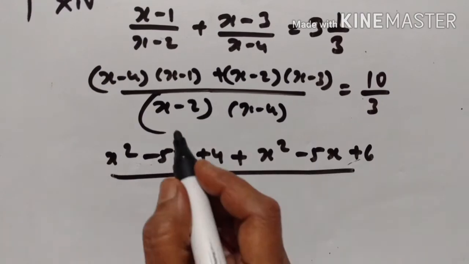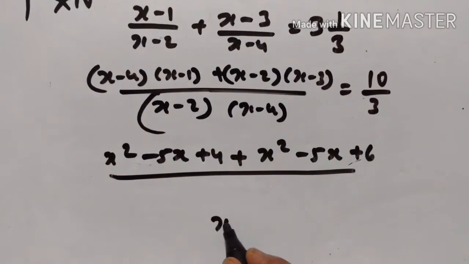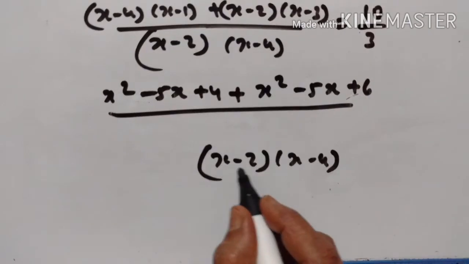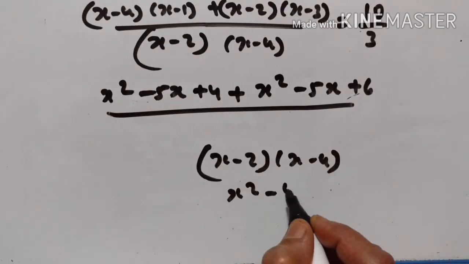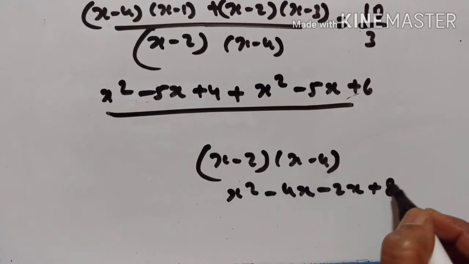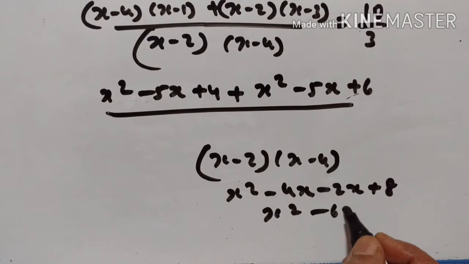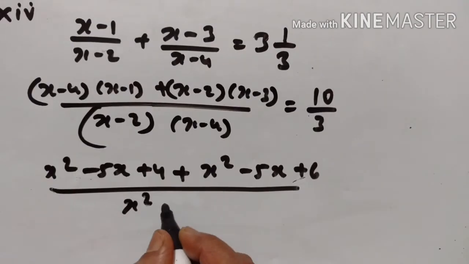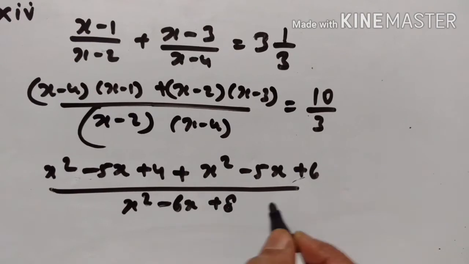upon x minus 2 into x minus 4. That is x into x minus 4, minus 2 into x minus 4, which is x squared minus 6x plus 8. So the denominator is x squared minus 6x plus 8.